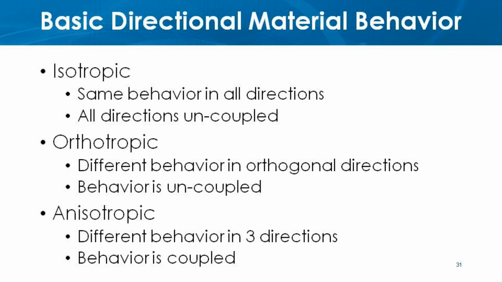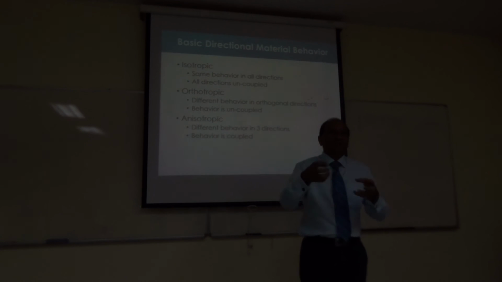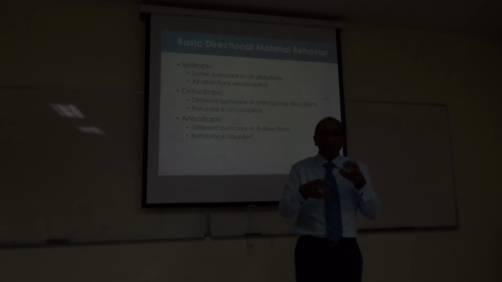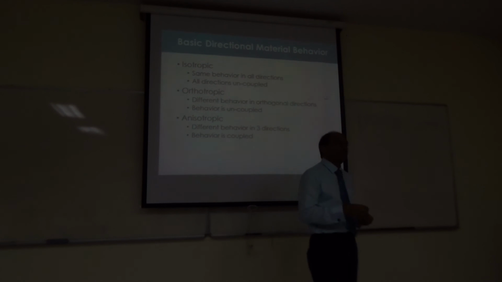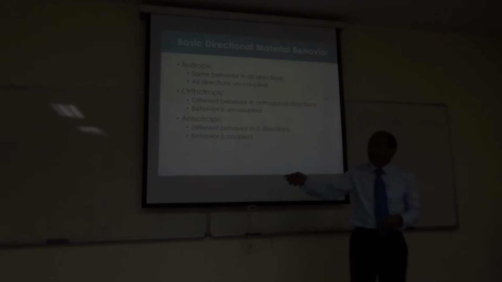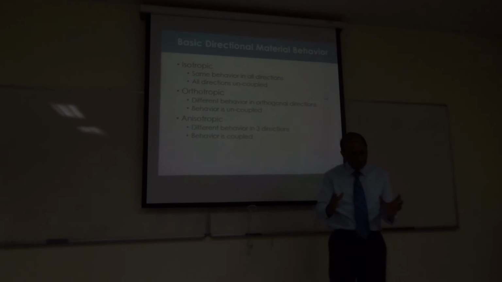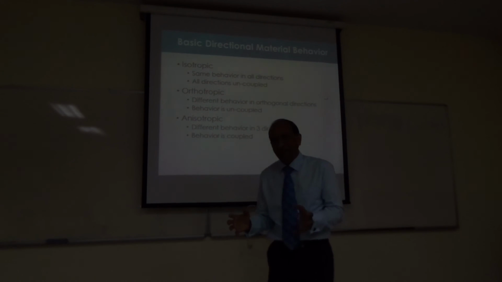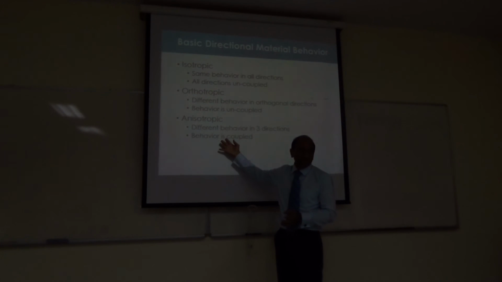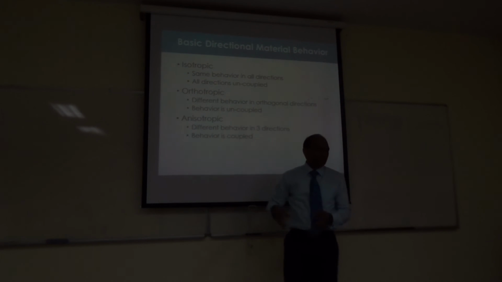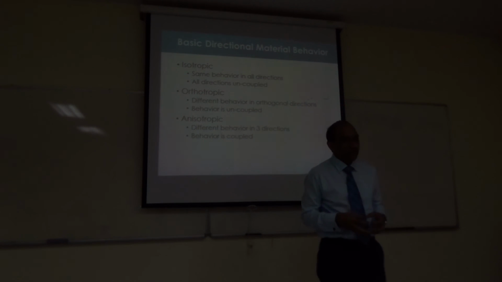But behavior is uncoupled. The last one is the complicated one, anisotropic. Different behavior in three directions and behavior is coupled. That means in each direction the behavior is different, and it also depends on the behavior in the other direction. So it's coupled. And that is how many materials actually are. But we simplify them to be either that or that or that, depending upon how we use them. So a real solid, the real block of material, is going to be of this kind because of the Poisson's ratio. They are going to be linked to each other.